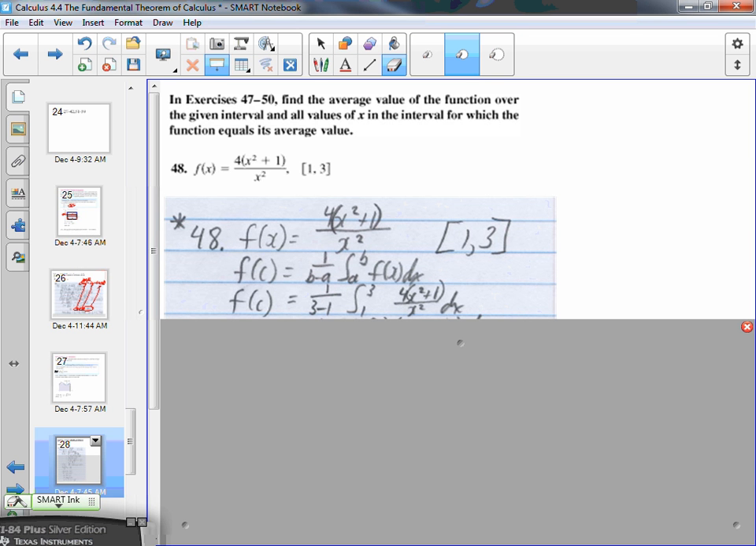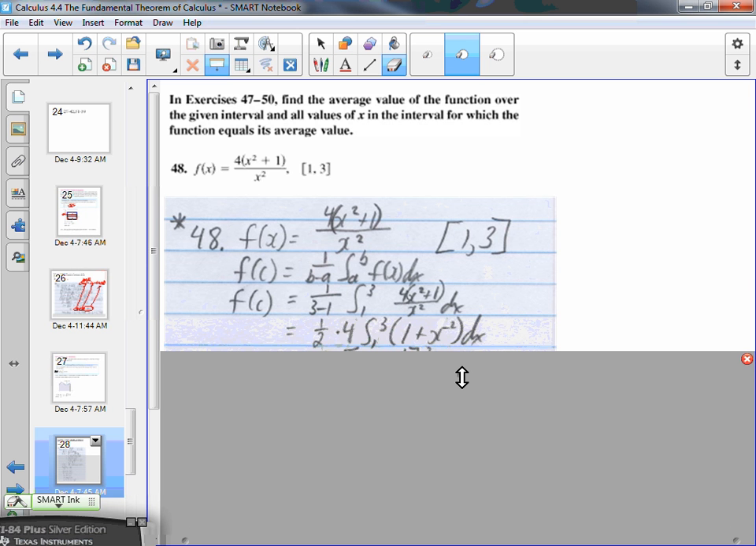So we're going to have to be able to find this definite integral to find the average value. So we've got 1 over 2 times... And then you can see here, at least I can on mine, where I erased. Looks like I decided, oh, I can factor out that 4, right?